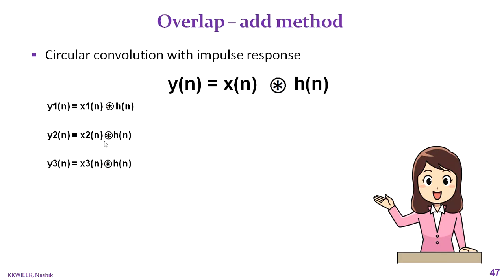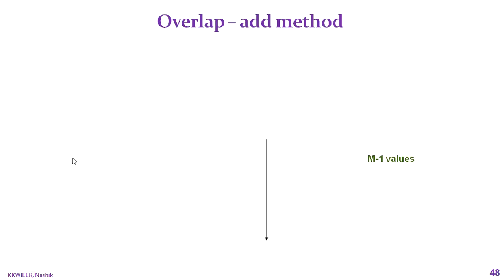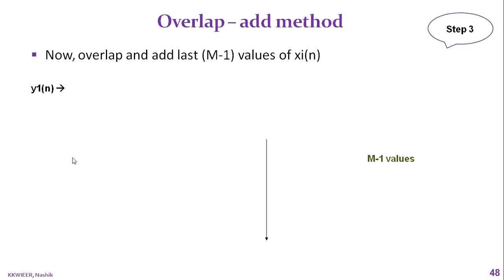Now the second step, that is circular convolution with the impulse response. Same thing, now you have got x1 of n, x2 of n and x3 of n. Circularly convolute them with h of n to get y1 of n, y2 of n and y3 of n. Now you have all three sequences. So step 3 will be overlap and add last m minus 1 values.